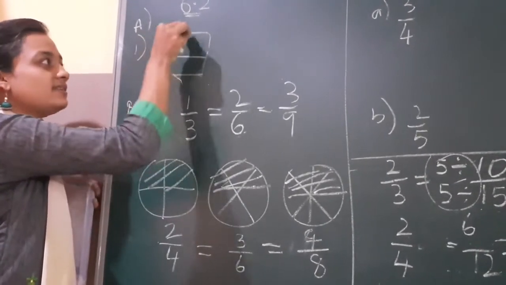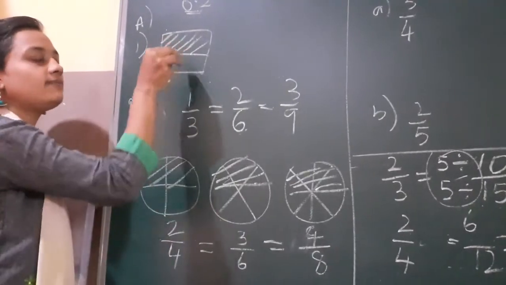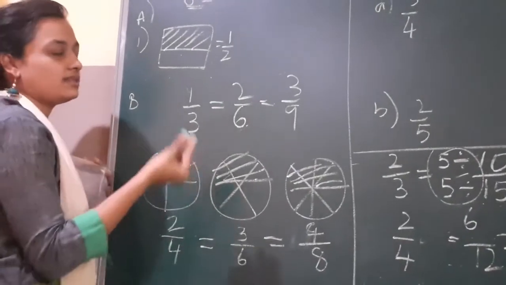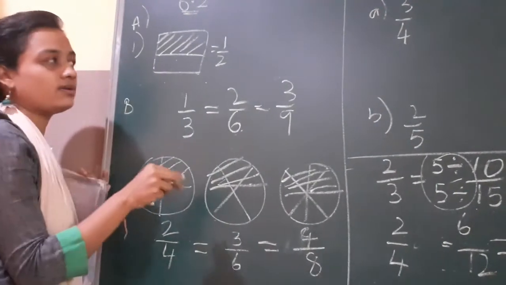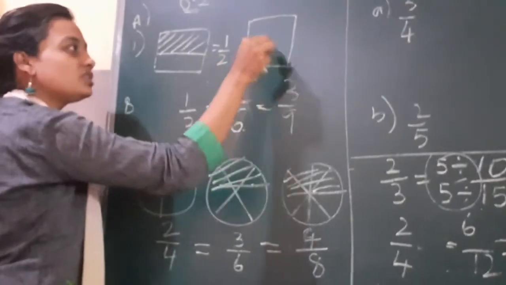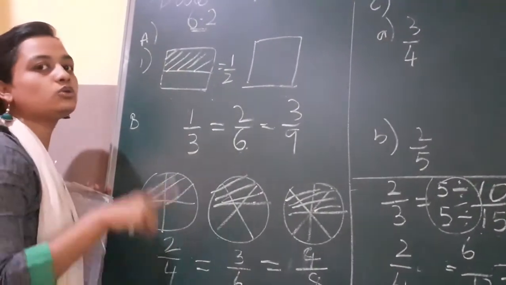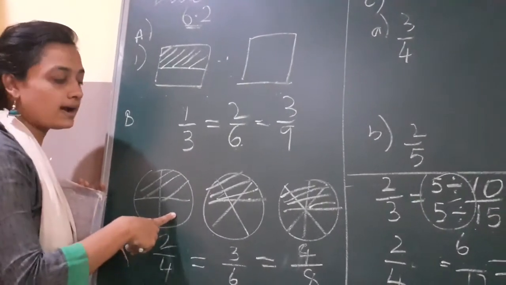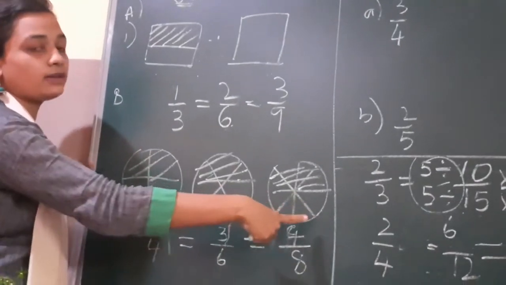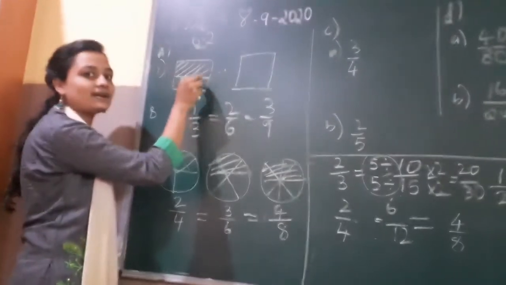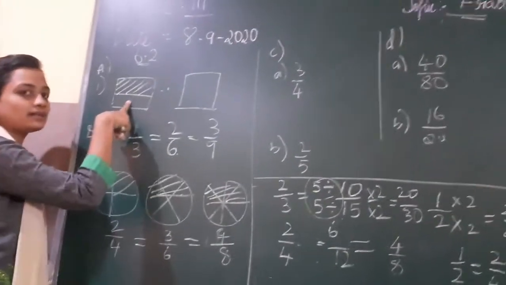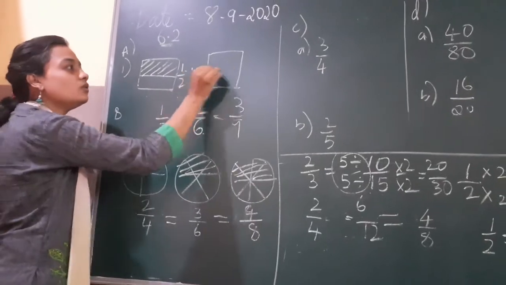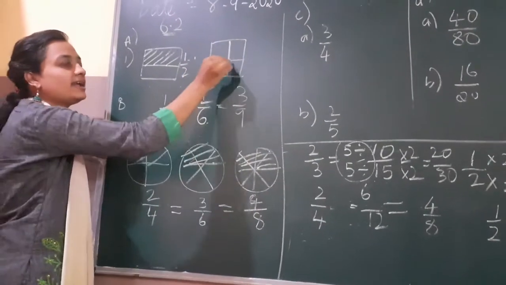They have given one figure, and they have given the fraction half. I should take the same figure, or I can take a different figure also, but I am going to take the same figure. And I have to shade half, but not by dividing into two parts. I have to divide it into different parts. You can see here, no? This is 4 parts, this is 6 parts, this is 8 parts. Like that, I have to divide it into different parts. So this is 1 by 2. I will not divide this into 2 parts, I have to divide it into 4 parts and shade half of it.